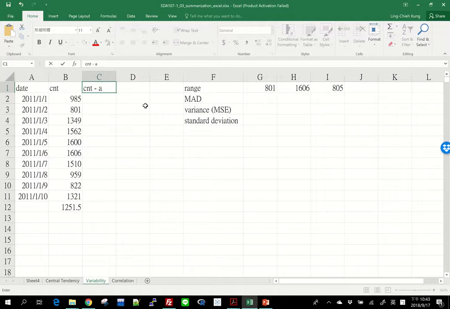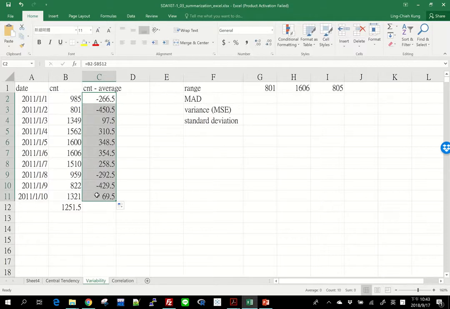And then I should calculate the deviation. So I'm going to use CNT minus the average value. Okay, so this number minus that number, and of course here for B12, because I know later I'm going to copy and paste those formulas, here I'm going to fix the two dimensions. Okay, so I get all these values as the deviation.